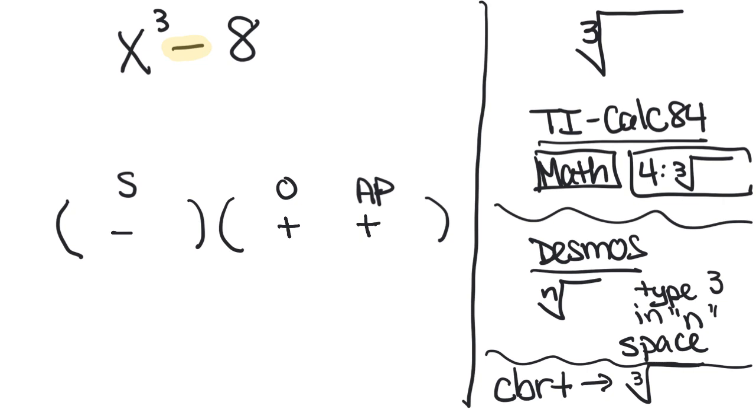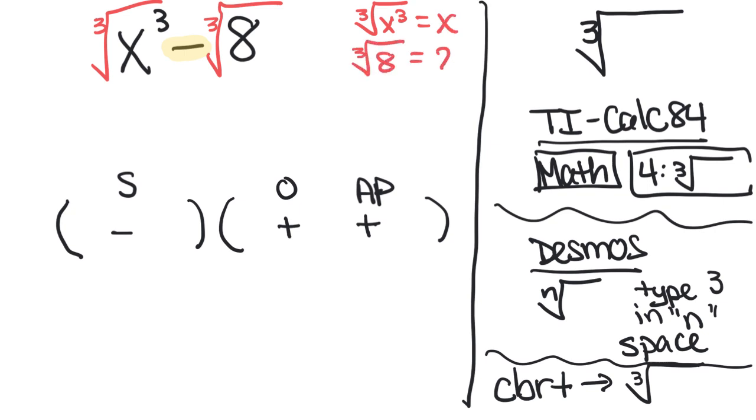I just need to figure out what goes inside. So step 2, we're going to cube root each of these pieces. Kind of like when we square rooted for difference of squares. Okay, cube root of x cubed is just x. Cube root of 8 is 2. That's what goes in my first parenthesis, x and 2.